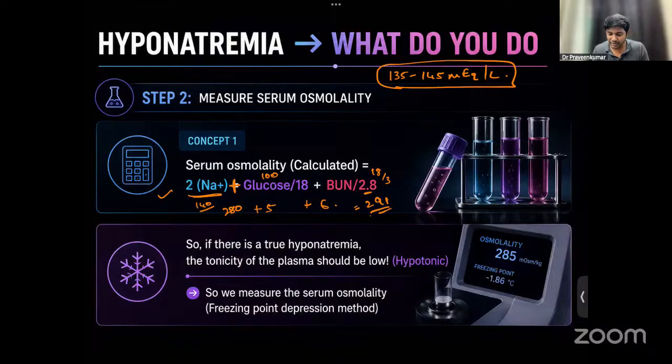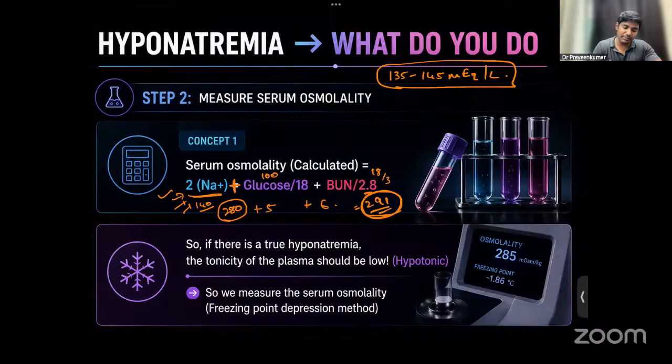In the 291 osmolality, look at which is contributing the most. That is your sodium level, because sodium alone is contributing 280. So the serum osmolality is majorly determined by your sodium concentration. So this is concept one. Be very clear about that. Now we know serum osmolality is determined by your sodium levels.